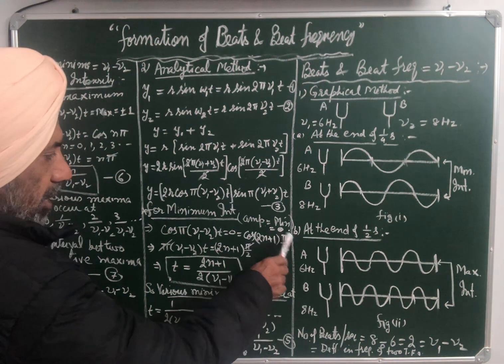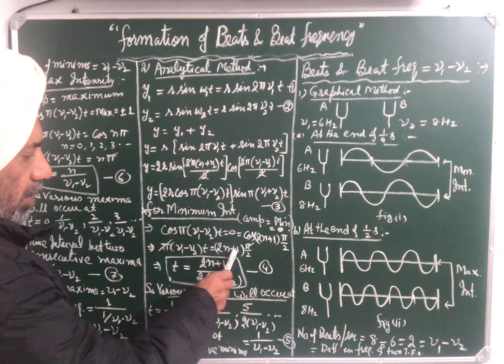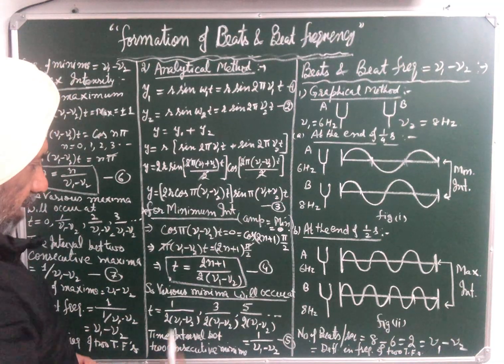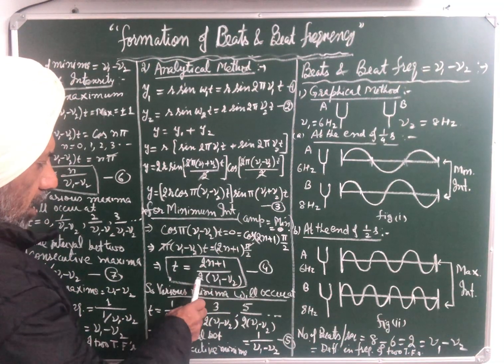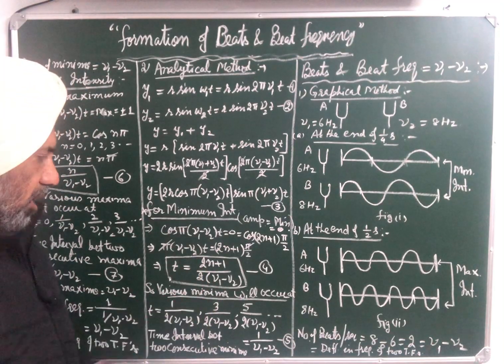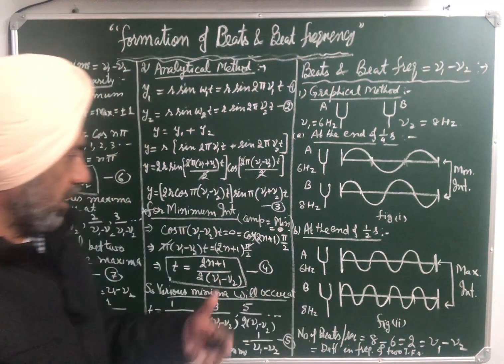So (2n+1)π/2. It means π(ν1 − ν2)t is equal to (2n+1)π/2. So π cancels, and we have t = (2n+1)/(2(ν1 − ν2)). So putting n equal to 0.